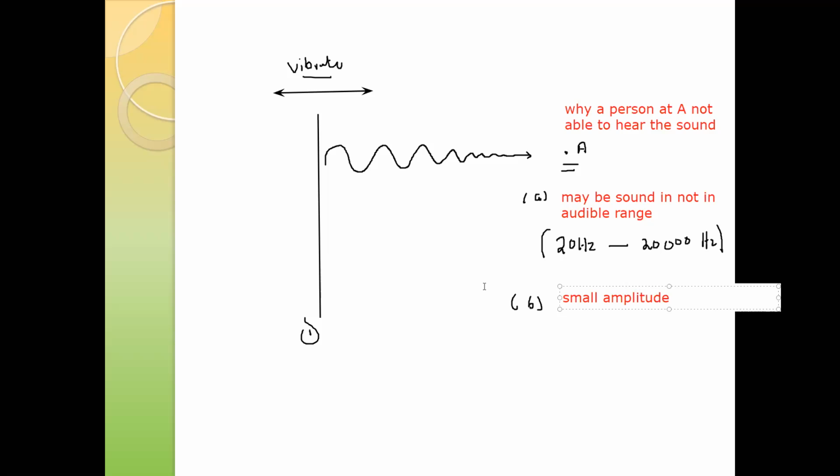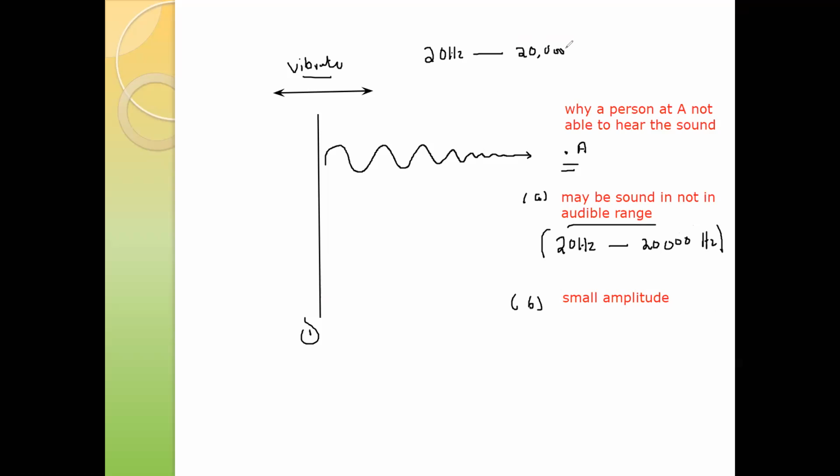So these are the two reasons why a person is not able to hear a sound, even though a vibration produces a sound, but a person may not be able to hear that. Number one, maybe that's not in an audible range. What is the audible range for a normal human ear? It can record from 20 hertz to 20,000 hertz.